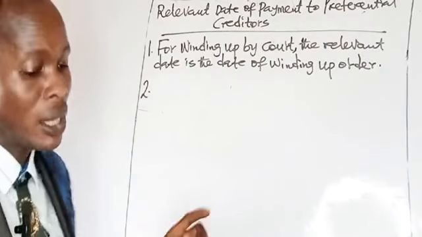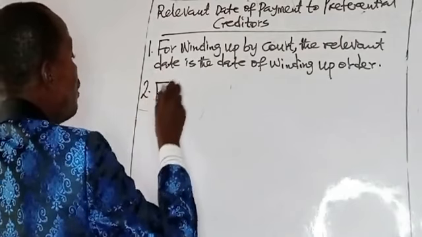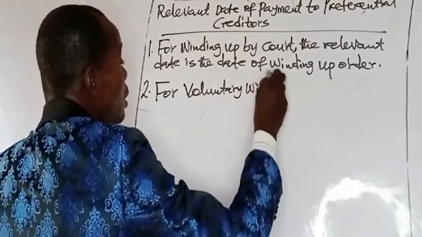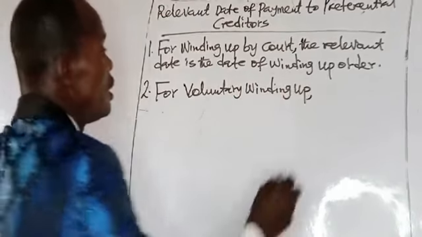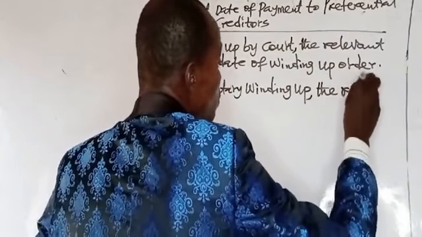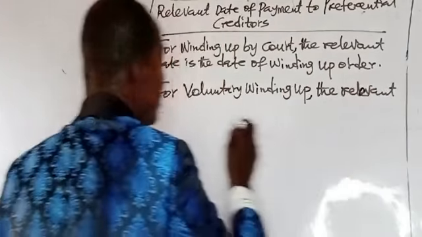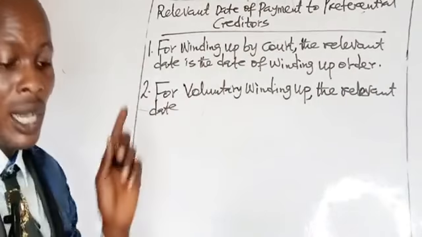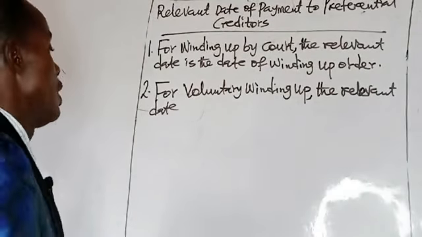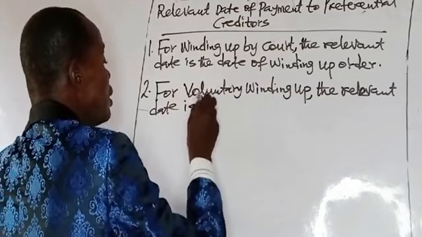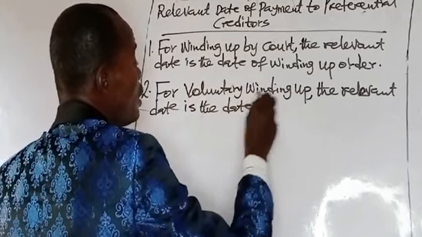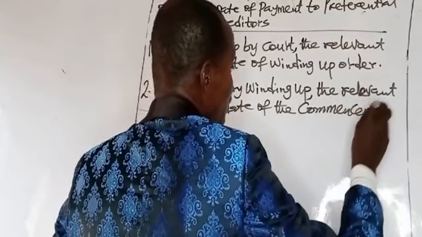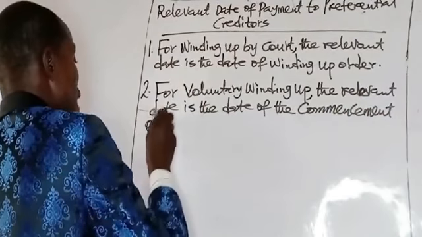Number two, voluntary winding up. For voluntary winding up, the relevant date is the date of the commencement of winding up.